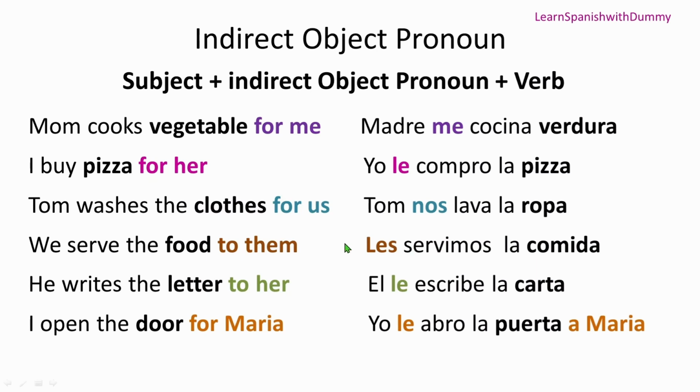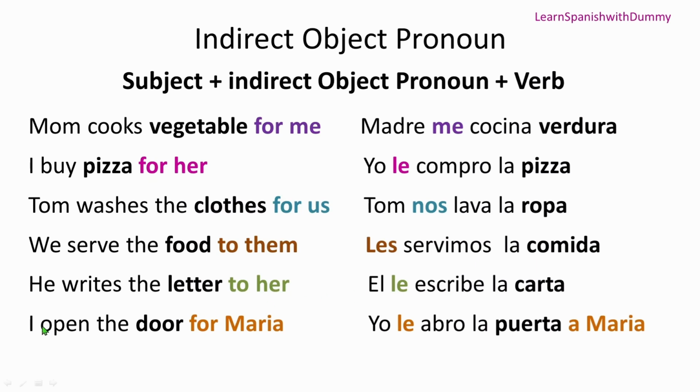Okay. Now here, there was no subject. So we put the indirect object first, because servimos itself means "we serve." Like you know, in Spanish, putting the pronoun is not necessary. Like here, even the yo is not necessary. I can just say "le compro la pizza." It's perfectly fine. Next is "he writes the letter to her." Here, él is "he," le means "to her," "él le escribe la carta," writes the letter.